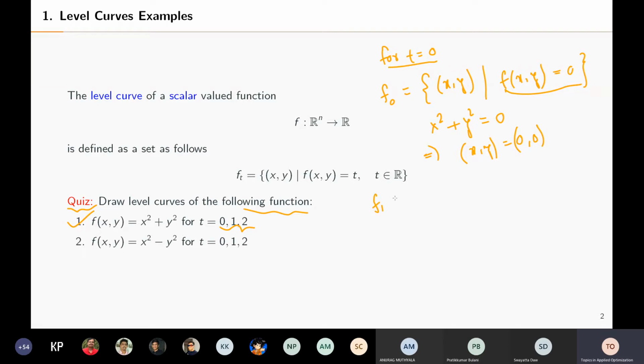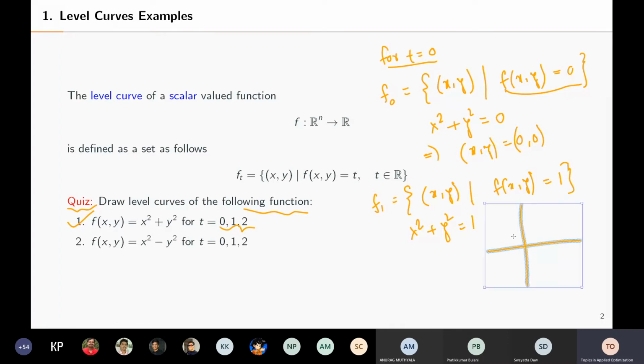Now we can ask for f_1. The f_1 level curve will be the set of all x, y such that f(x, y) is 1. This means x square plus y square is 1. We know that the set of all x, y that satisfies this is a circle with radius 1. In the previous case, it was just the origin, but in this case it's a circle with a radius of 1.